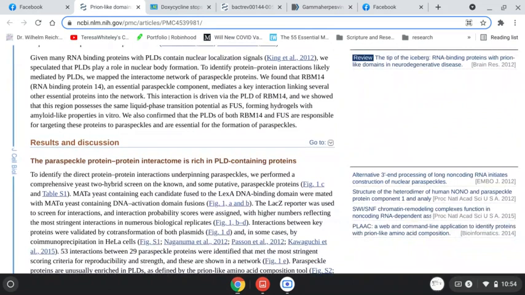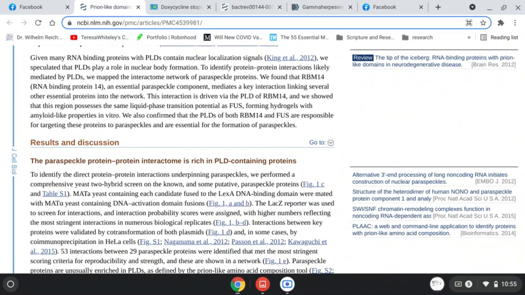The paraspeckle protein-protein interactome is rich in prion-like domain containing proteins. To identify the direct protein-protein interactions underpinning paraspeckles, we performed a comprehensive yeast 2-hybrid screen on the known and some putative paraspeckle proteins.